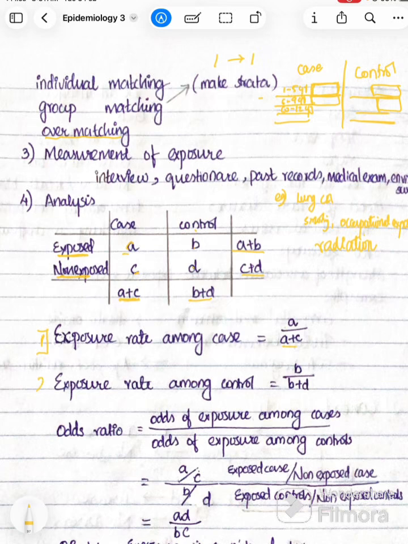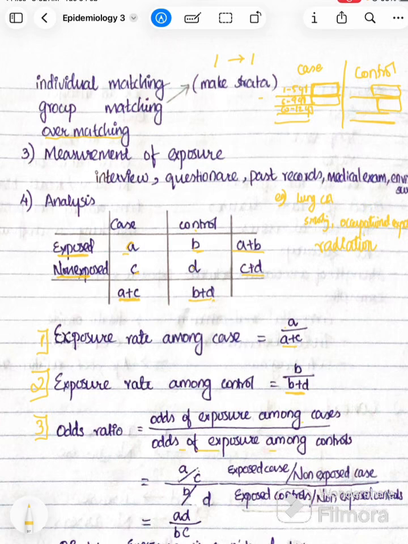Now exposure rate among the controls. We know controls are B plus D. So exposed is B. So B by B plus D. Third one is odds ratio. Odds ratio is equal to odds of exposure among cases divided by odds of exposure among controls.